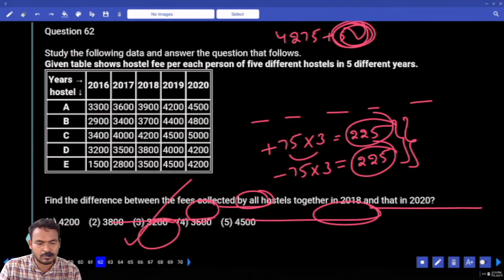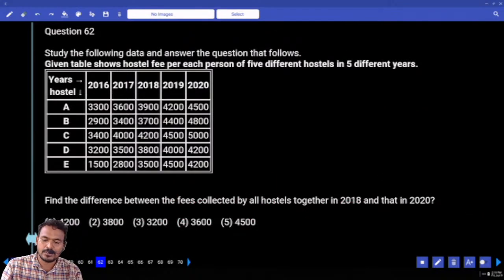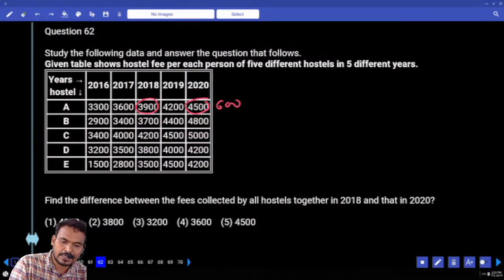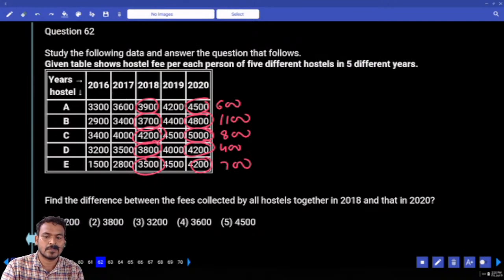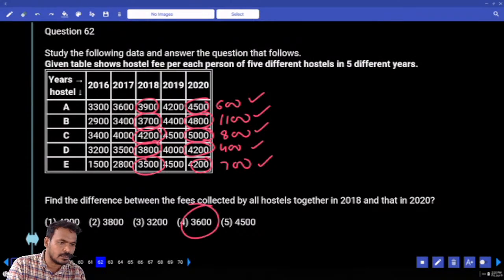Next question number 62. Find the difference between the fees collected by all the hostels together in 2018 and 2020. 18 and 20 difference. In the first year, what is the difference? 600. Next, second year, 1100. Next, third year, 800. Next, fourth year, 400. Next year, 700. All these are added, we get the overall difference. 600 plus 1100, 1700, plus 700, 24, plus 4, 28, plus 8, 36. What is the answer? 3600.